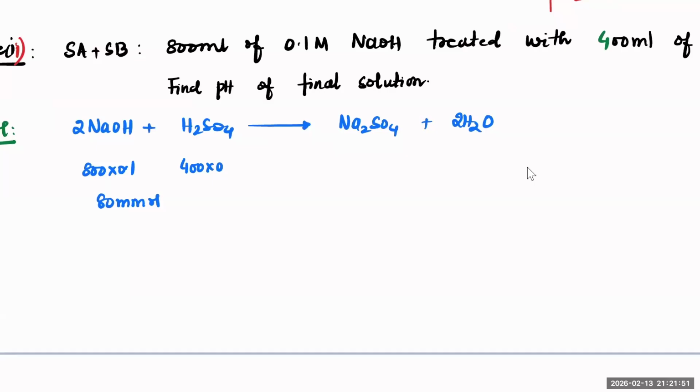400 into 0.1, which is 40 millimoles. You know that 2 requires 1, so 80 requires 40. So that means it is in an equal amount. So there is no limiting here. Both of them are in exact amount. So in that case, only salt and water is formed.